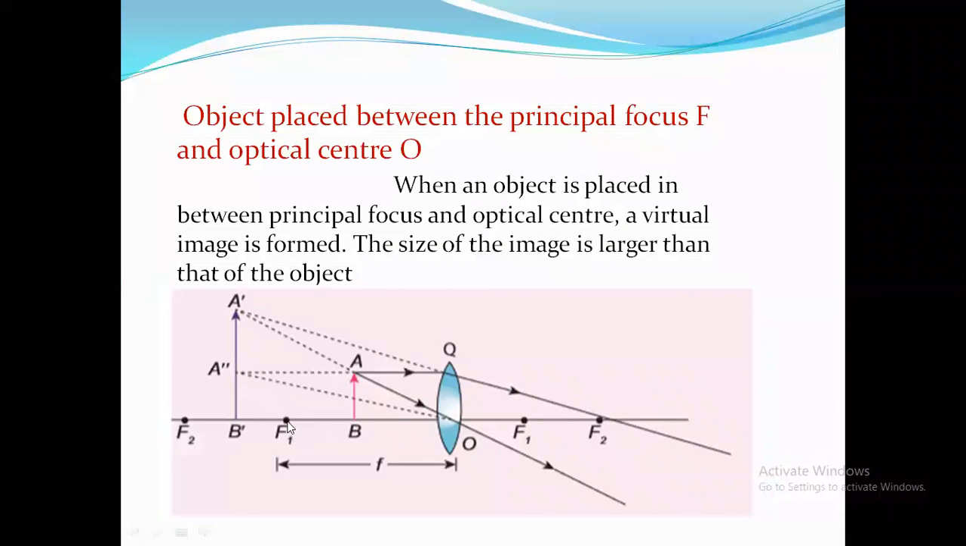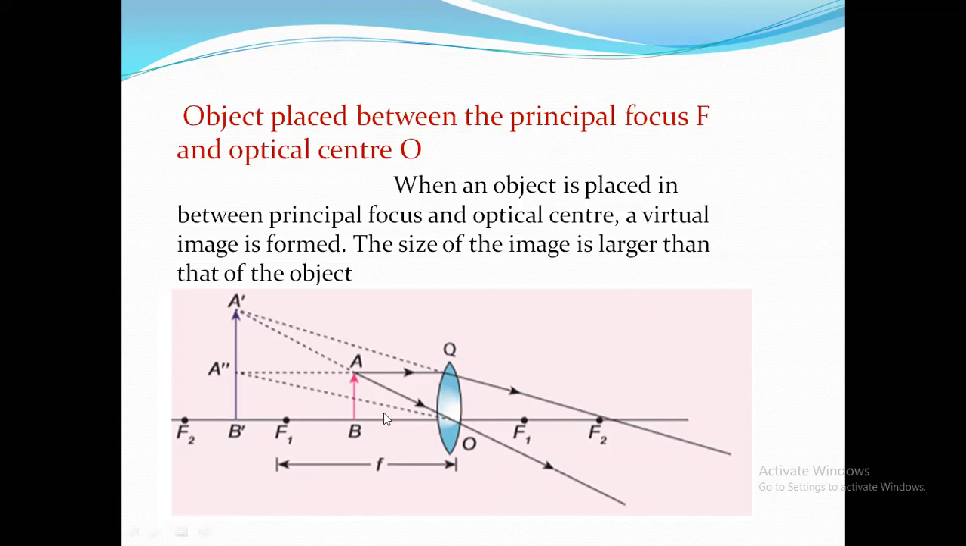Yes. Now, next, the object is placed in between the principal focus and the optical center. What will happen? A virtual image is formed. The size of the image is larger than that of the object, but that will be at the left side only. Understand?